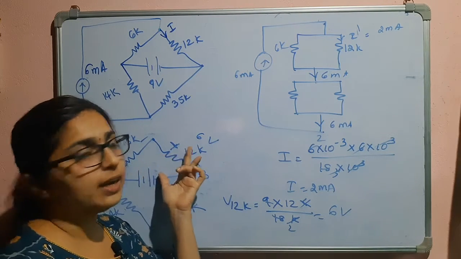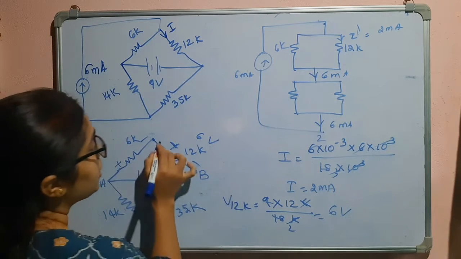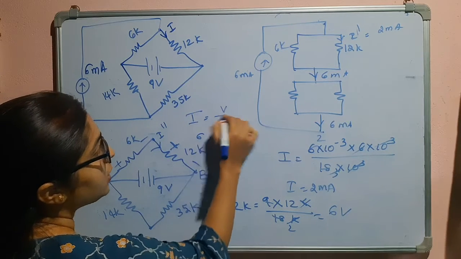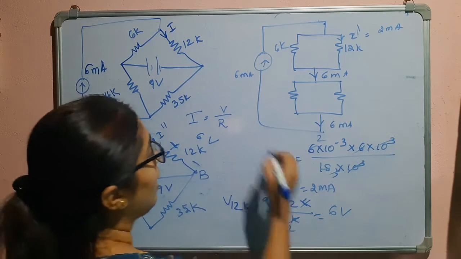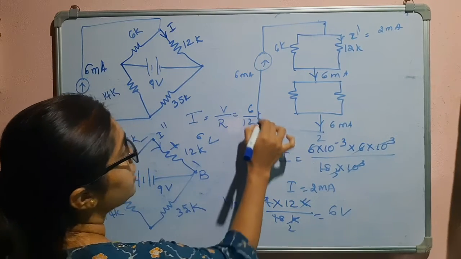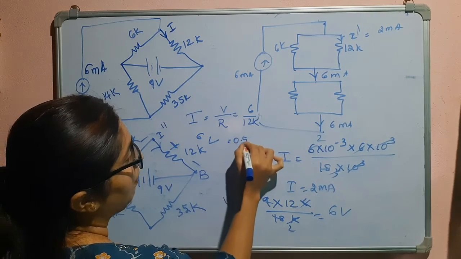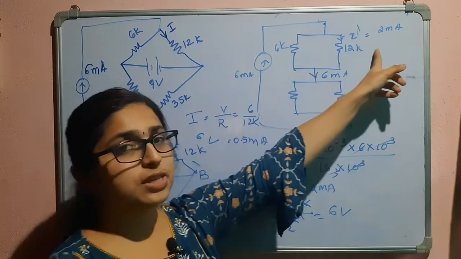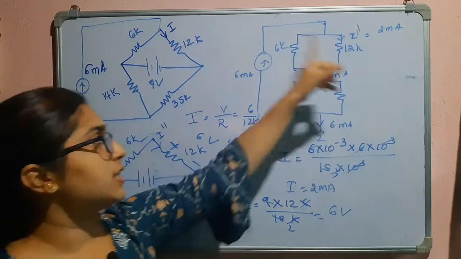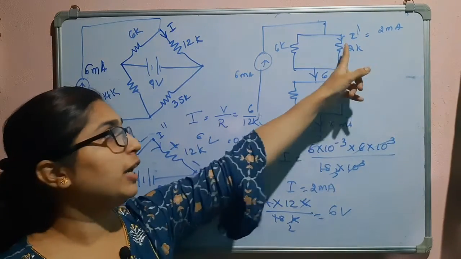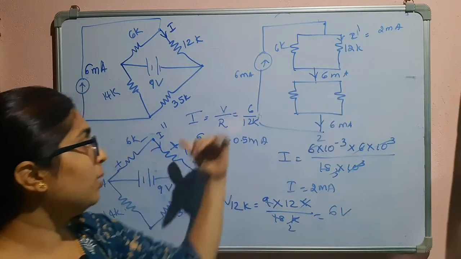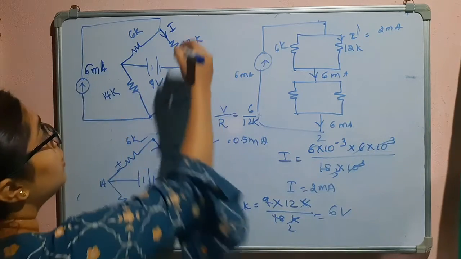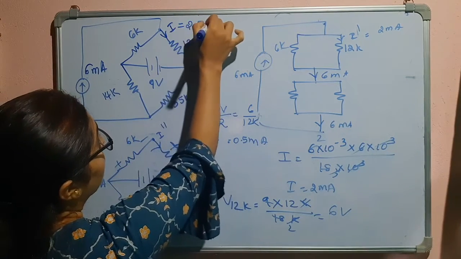Can we find the current using the resistance and the voltage? Yes. So the current I double dash equals voltage divided by resistance, 6 divided by 12K, which is 0.5 milliampere. So I double dash is 0.5 milliampere and I dash is 2 milliampere. Both are flowing in the same direction, so the net current will be the sum of these two, that is 2 milliampere plus 0.5 milliampere, which is 2.5 milliampere. So the answer is 2.5 milliampere.